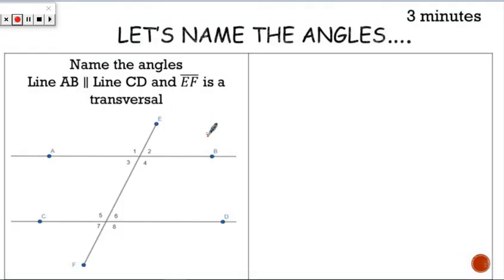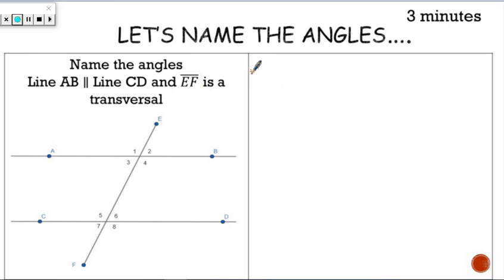So let's go ahead and do this one together. It says name the angles. Line AB is parallel to line CD, and EF is a transversal. So I have AB and CD, which are lines, or they're line segments in this case, and EF is the transversal. So I have all these angles and I want to label these angles.